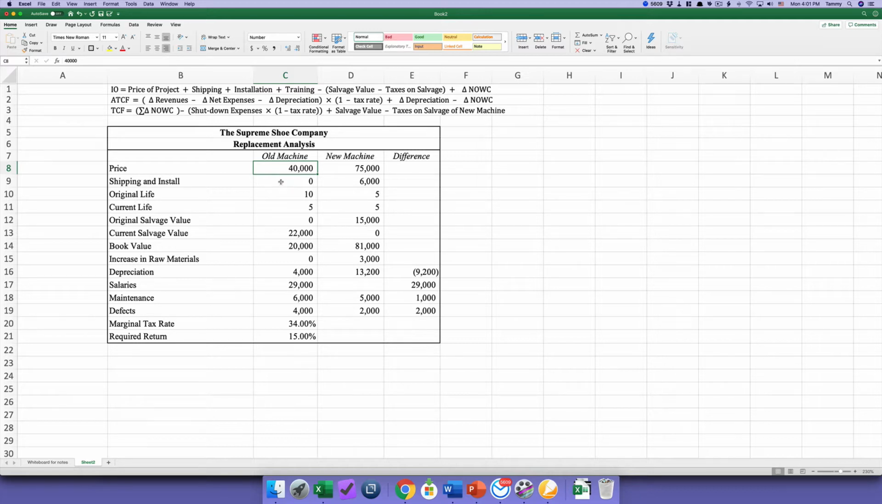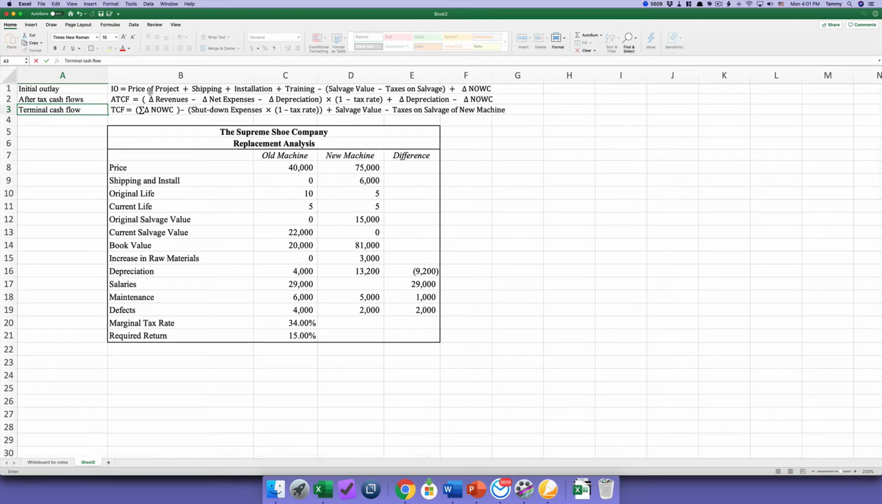And remember, what we want to get at in this video is how to put numbers to these three items: the initial outlay, the after-tax cash flow, annual, and the terminal cash flow. So let's first look at this initial outlay.